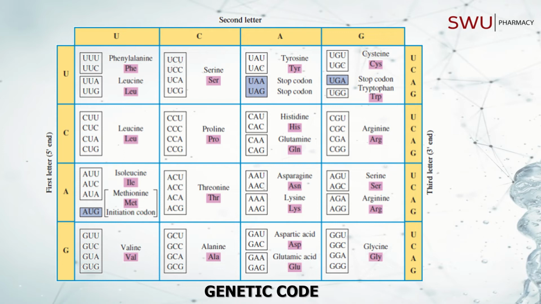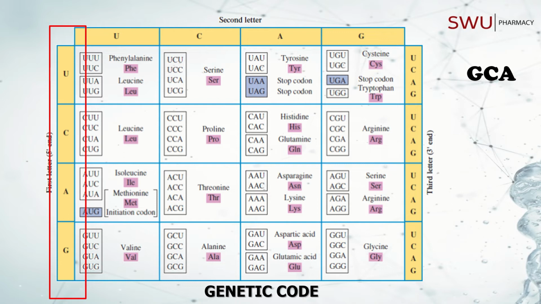So how do we identify the genetic code? Using this table, you look for the first letter of the code. Again, the code comprises three letters. The first letter is located at the leftmost portion of the table. Let's have the example G, C, A. Since the first letter is G, we look first at where all the first letter G entries are.